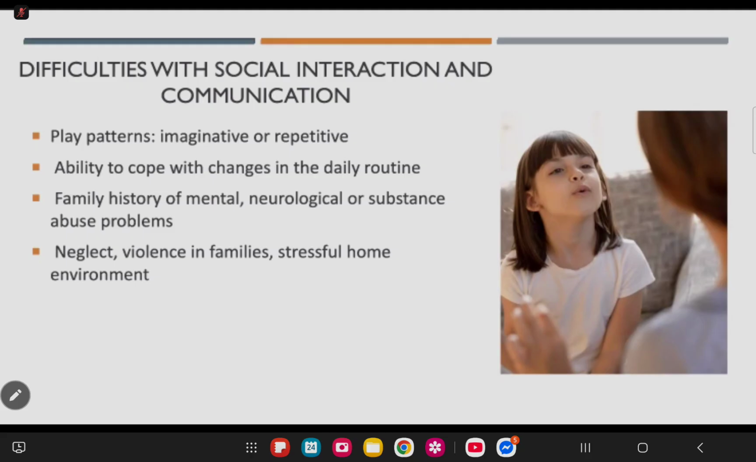Next, ability to cope with changes in the daily routine. So autism patients usually have difficulty in this. So they have a daily routine. You stick to it. If they don't stick to it, they throw a tantrum. Okay. Also, family history of mental, neurological, or substance abuse, and neglect as well, and violence.